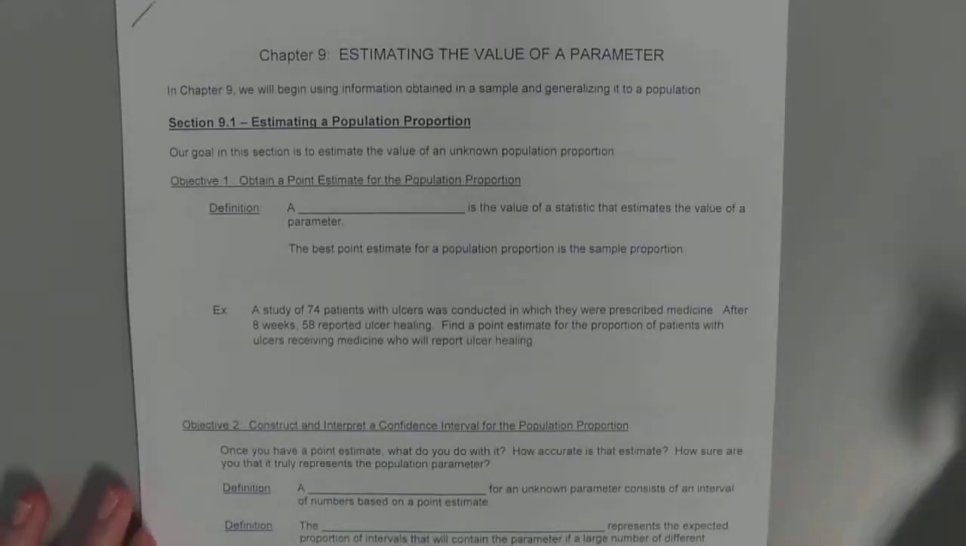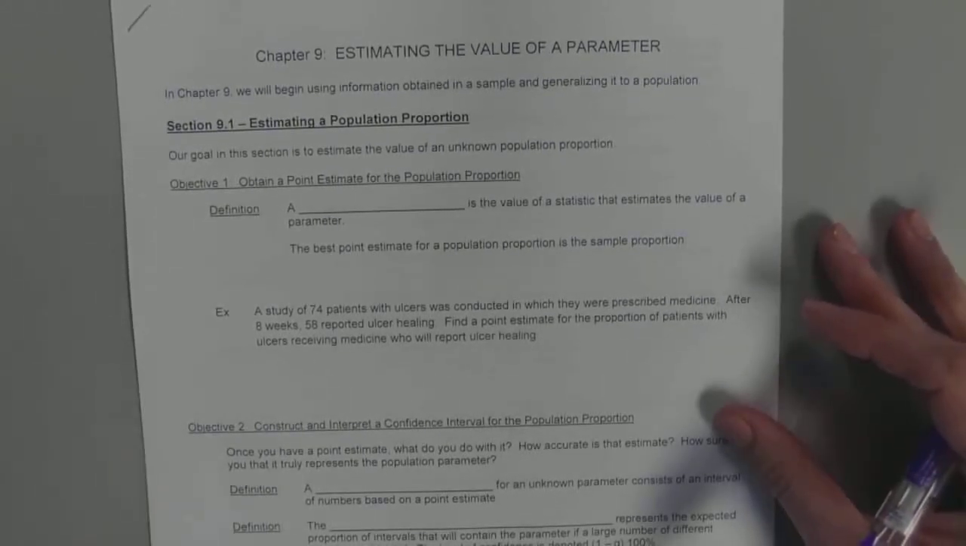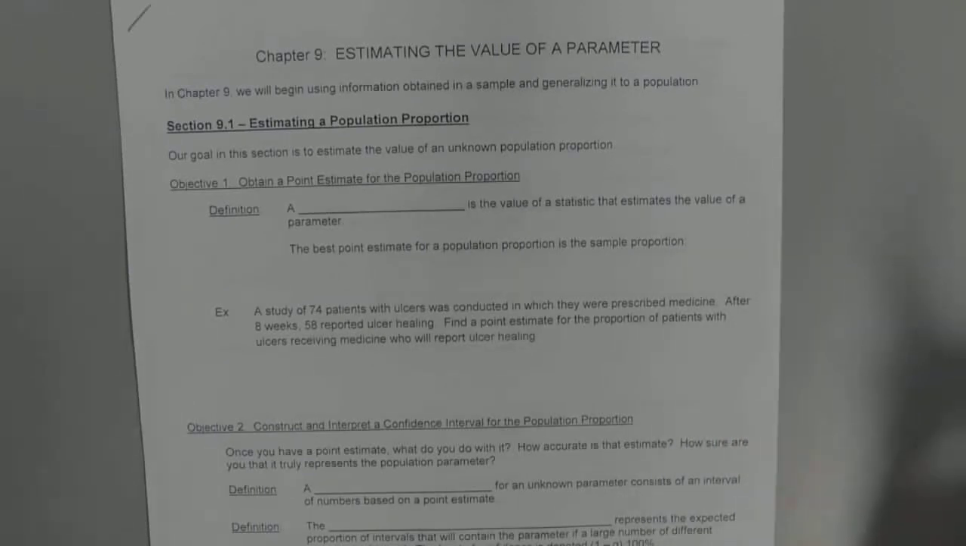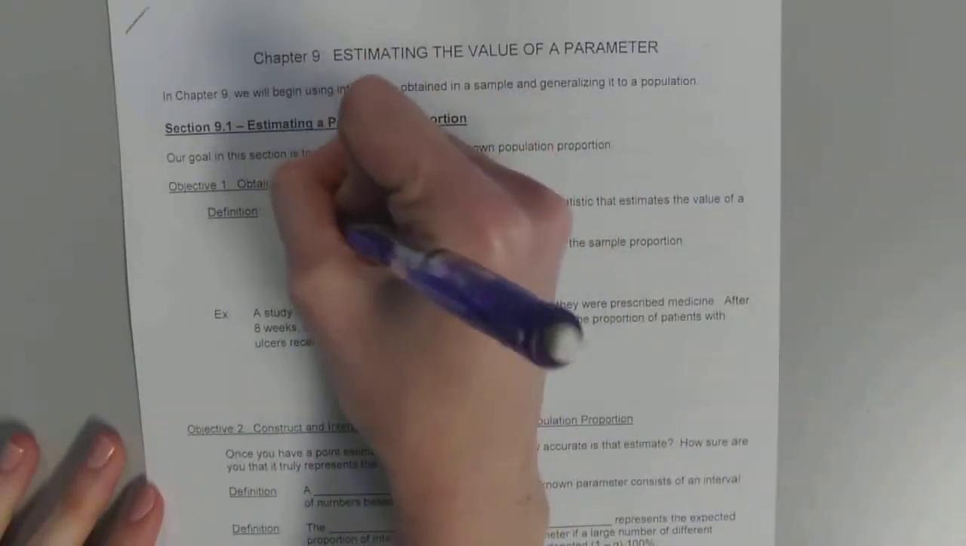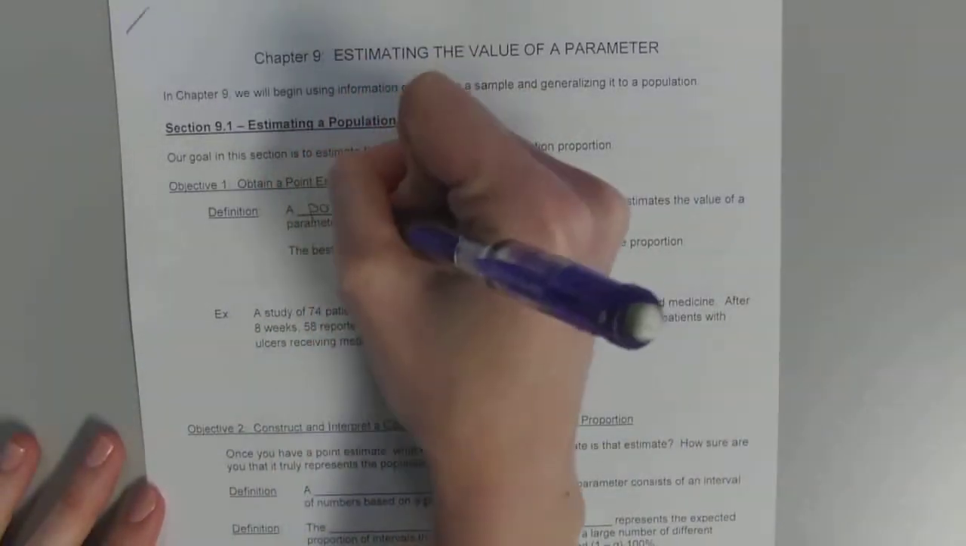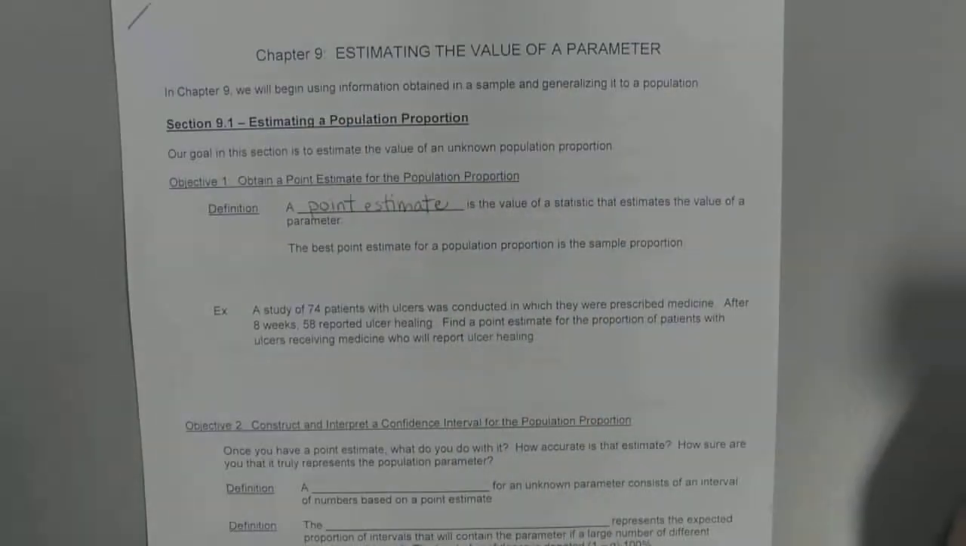It says 9.1, estimating a population proportion. Our goal in this section is to estimate the value of an unknown population proportion. In order to do that, we're actually going to start with a point estimate, and that's your first fill in the blank, guys. If you read the definition, it says a point estimate is the value of a statistic that estimates the value of a parameter. A point estimate is exactly what its name is, a point, one single value to estimate, okay?